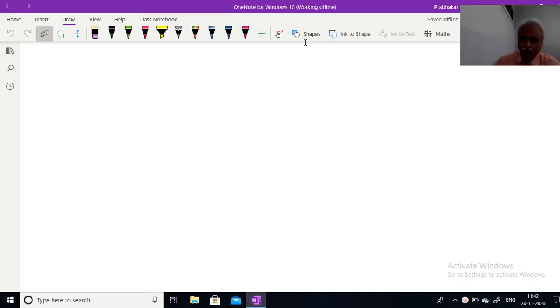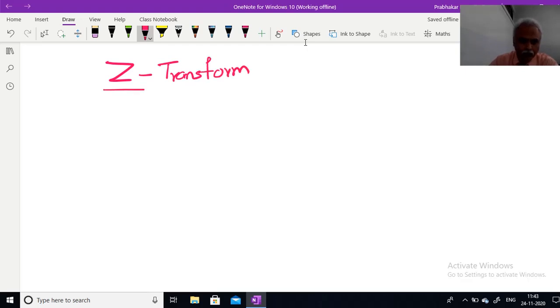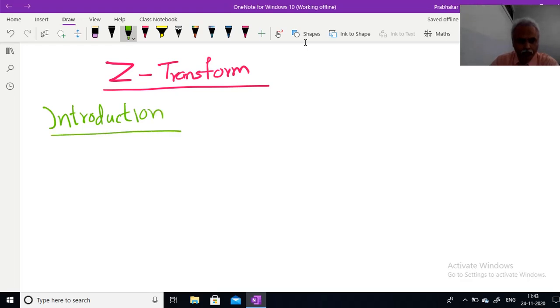So in the beginning, let us have some introduction to Z transform. Fourier transform was for continuous functions, whereas Z transform takes care of discrete phenomena, and this also has a lot of applications in signals and systems, in communication theory, in electrical circuits. So let us see what is the basic introduction of this.